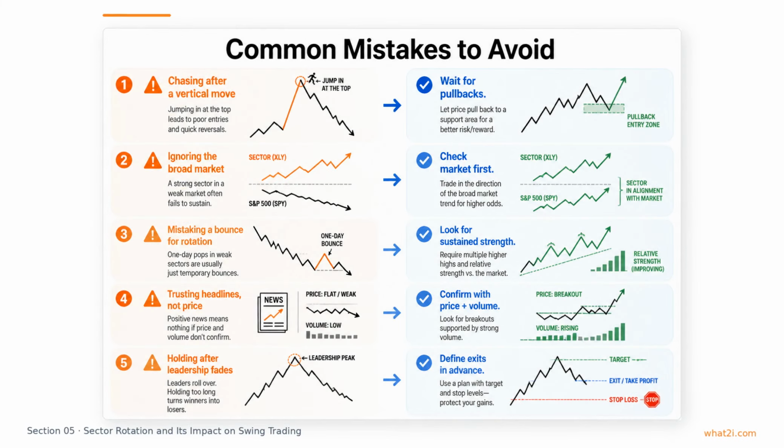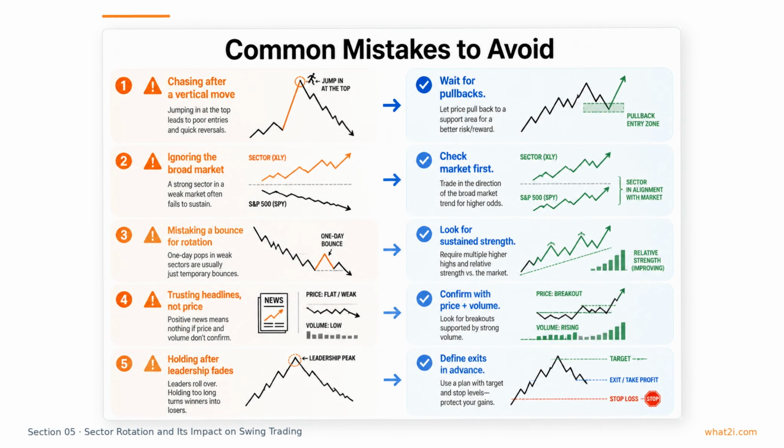Common mistakes in sector rotation usually come from chasing stories instead of reading charts. Traders often buy after a sector has already gone vertical, ignore a weak, broad market, or mistake a one-day bounce for real leadership. Another error is trusting headlines without checking whether price and volume actually confirm accumulation. Leadership can also fade, and holding on after that happens can turn a strong swing into a weak one.